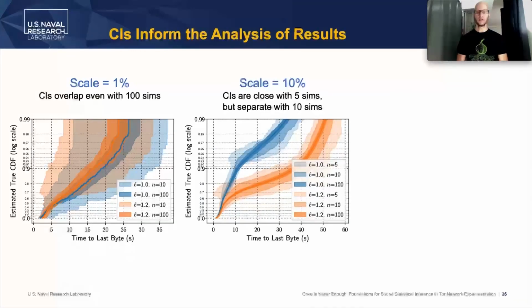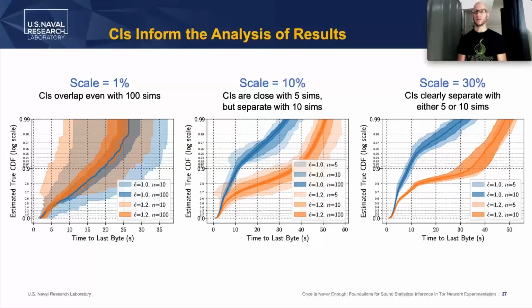So when we increase the scale to the 10% network with 600 relays, we see that these relays are better representative of the true Tor network. In this case, the confidence intervals are close with n equals 5 simulations, but there's still some overlap in the blue and orange shaded areas. But with n equals 10 simulations, these intervals start to separate. And with n equals 100, they're completely separate. And that gives us enough confidence to say that indeed adding 20% load onto the network makes download times go up for the other clients in the network.